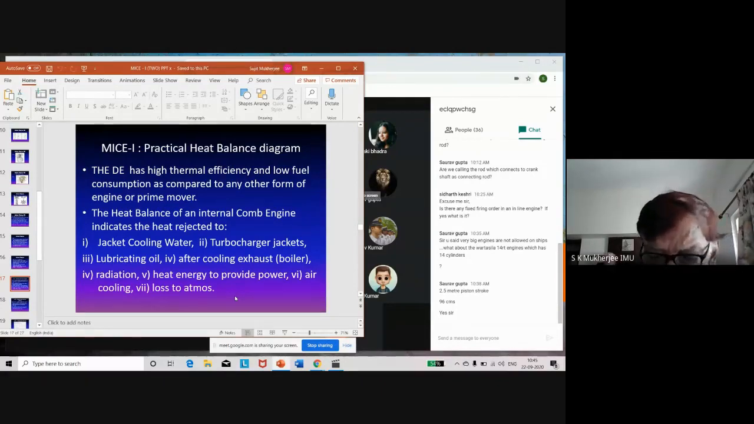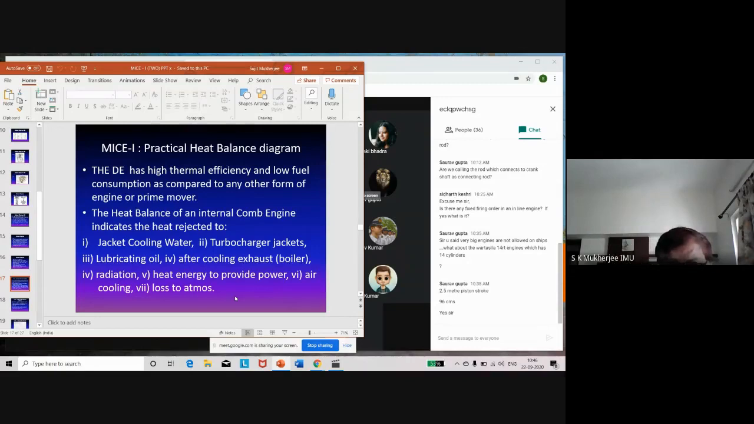To have a very authentic and very clear heat balance diagram, you need to have prior information on the engine that is running and burning a particular fuel. So what is the information required of the engine? Number one, the size of the engine, that is the bore and the stroke. Number two, the fuel consumption per unit power that it develops. That means specific fuel consumption rate. That has to be known. These are the two parameters that you need to know before you can actually draw a heat balance diagram.